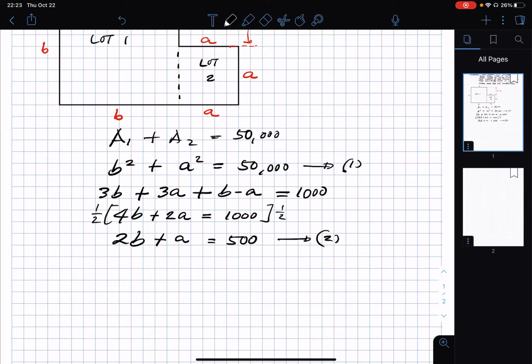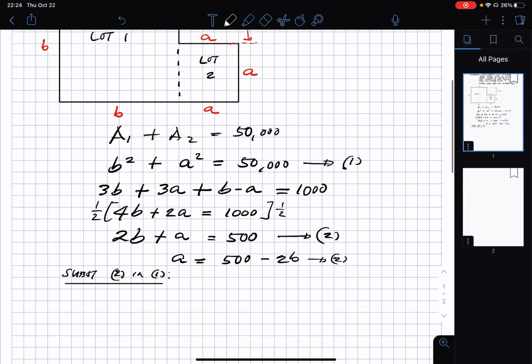So the next one is express A in terms of B. So A will be 500 minus 2B. And that is still your equation 2, we just transformed that. So the next step is we need to substitute the value of A in equation 1. So substitute equation 2 in equation 1.